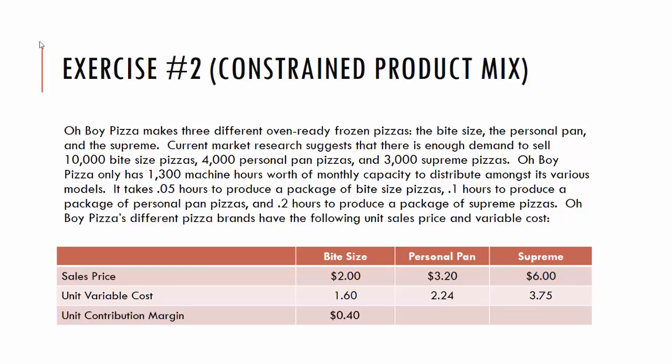The Personal Pan sells for $3.20. It costs $2.24 to make, which means that each bag of Personal Pan pizzas that we sell is going to contribute 96 cents towards paying our fixed costs. And for the Supreme, it sells at $6. Its unit variable cost is $3.75, which means it has a unit contribution margin of $2.25.